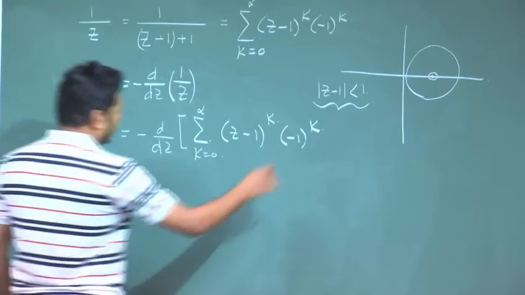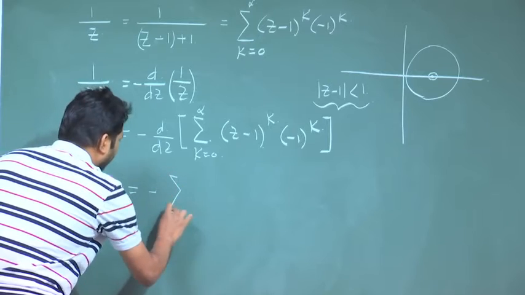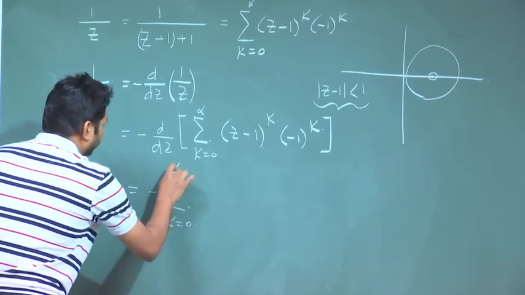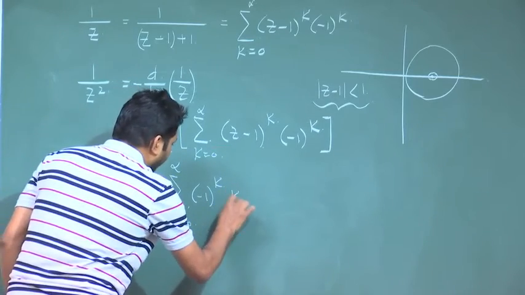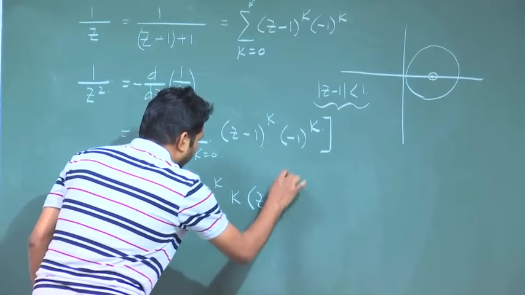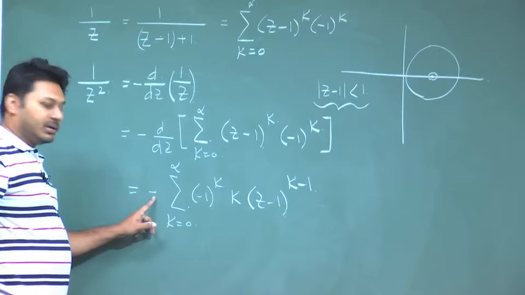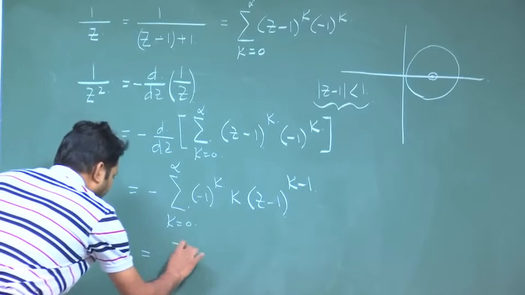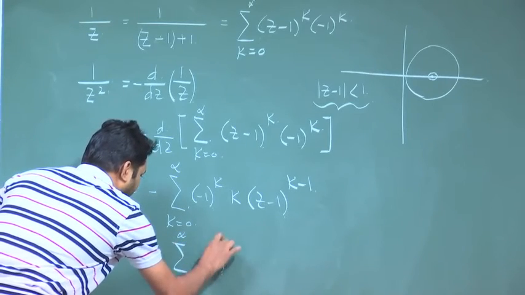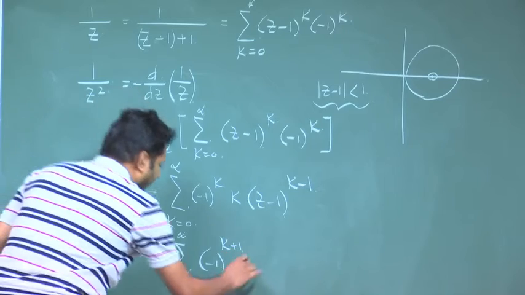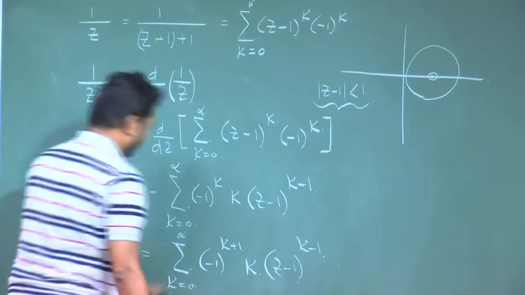I need to just take a derivative with respect to z. If I do, negative sign, summation over k from 0 to infinity, minus 1 to the k will remain, and this quantity will be k times z minus 1 to the power k minus 1. So, I again have a series. You can also absorb this minus 1 inside, and then you will have minus 1 whole to the power k plus 1 multiplied by k z minus 1 whole to the power k minus 1, k from 0 to infinity.